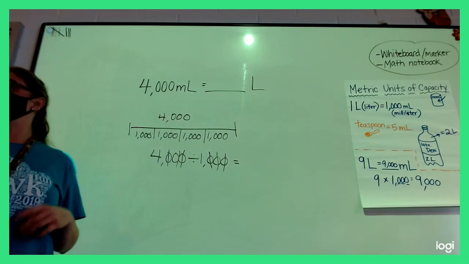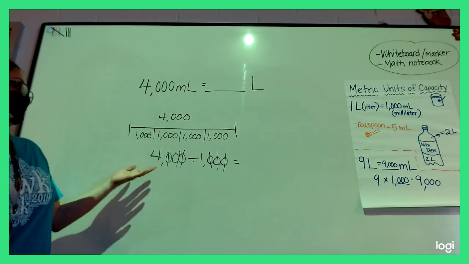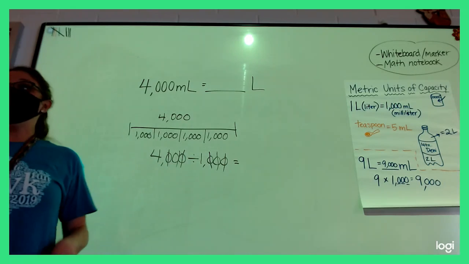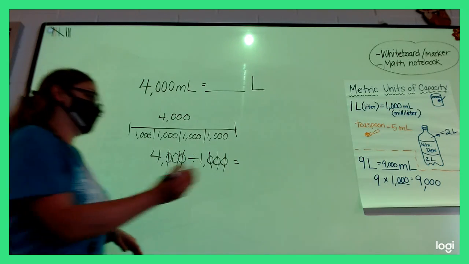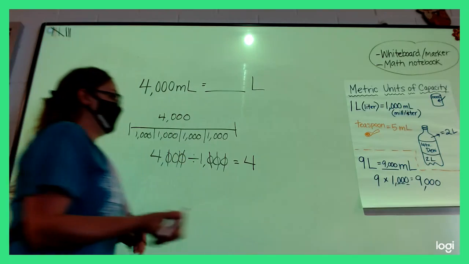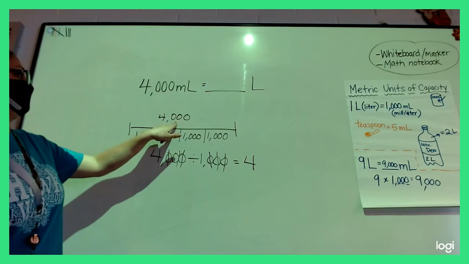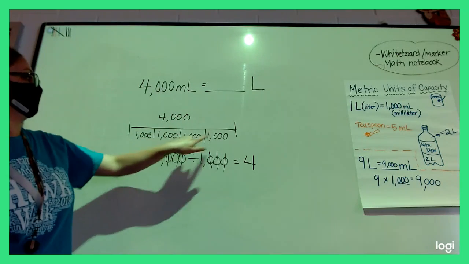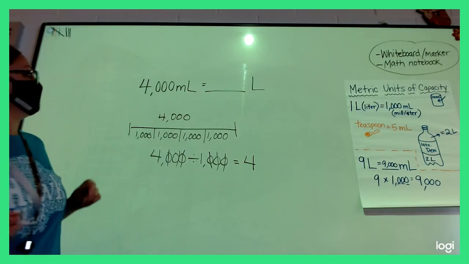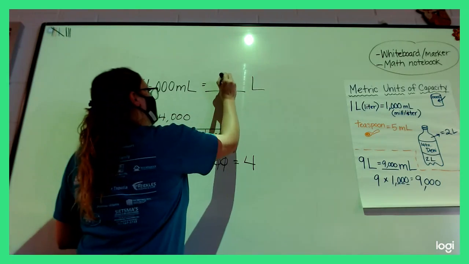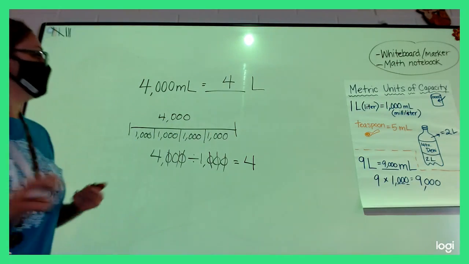So if we have a different example later, I'll show you that. So now it's just 4 divided by 1. I don't have to add zeros. I hope we all know that's 4. And when I look at my picture, if I divide 4,000 into 4 groups, I would have 4 groups of 1,000. That works. So 4,000 milliliters is 4 liters.